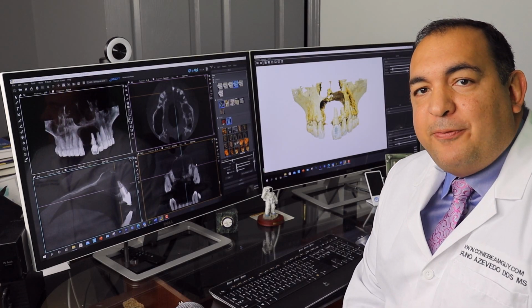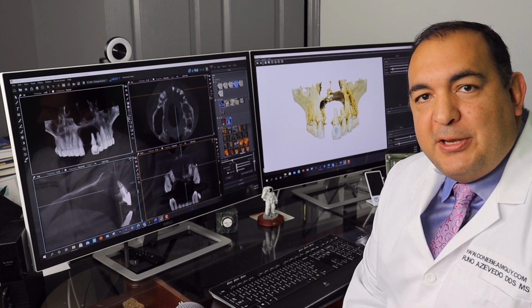As you can see, there are many more findings associated with the scan than just a large lesion associated with the maxilla.